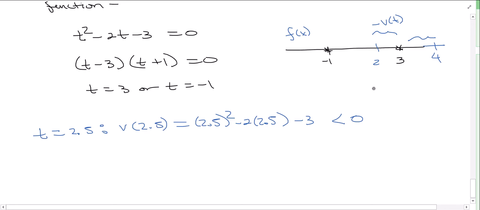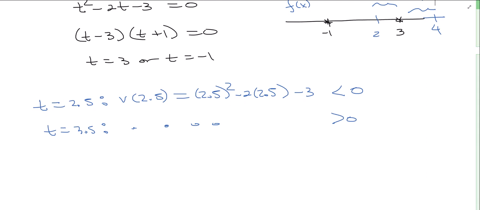And then here, plug in something between 3 and 4, t equals 3.5, and do the same thing. And what you'll see is that it's greater than 0. So then the absolute value will be, where it's negative, you're going to do negative v of t, and where it's positive, it's going to stay positive, right? And so that's how you will do it without the graph. So let's try another example, and we won't use the graph on the next example, just to practice.